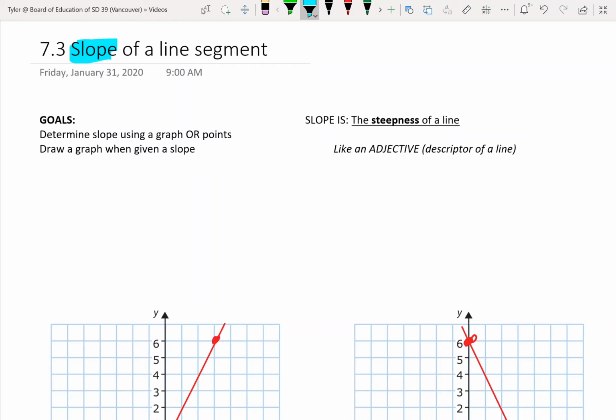Next class, we're going to talk about more of it dealing with formulas, but right now I just want you to conceptually understand what slope means. So, slope is how steep a line is, okay? The whole point of math, a big part of math, is being able to communicate what we're dealing with.